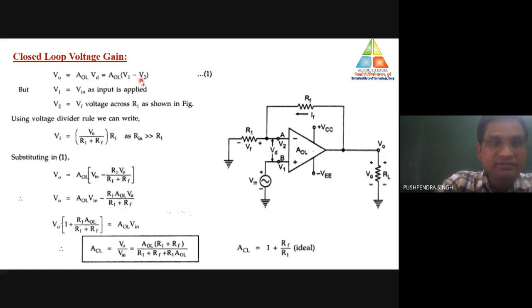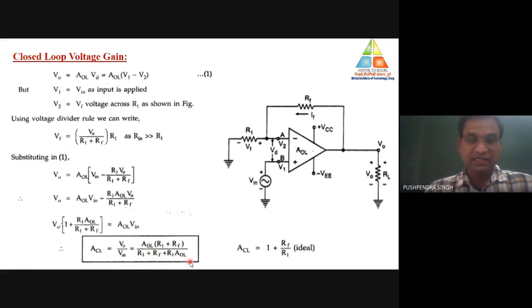Substitute the value of Vf here in equation number 1. Also substitute the value of V1 in equation number 1. After substituting the values of V1 and Vf, after some simplification, finally you will get the value of this. You only need to rearrange the equation and you can easily calculate the closed loop voltage gain. Just make sure you derive the expression in the form of output voltage divided by input, because you are calculating the closed loop voltage gain, and gain is nothing but the ratio of output divided by input voltage.